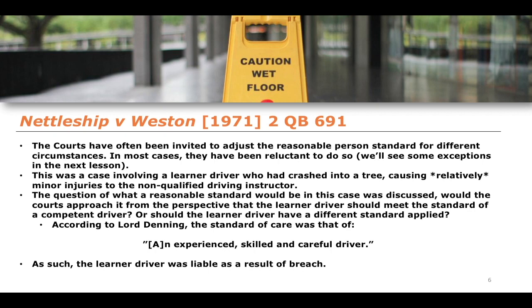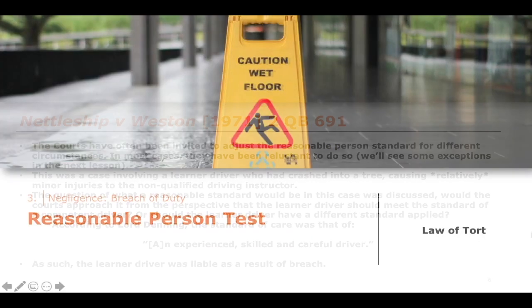But this case was very important in the sense that it showed that the adjusting of the reasonable person standard, up or down, is essentially a reluctant choice on the part of the courts. There will be exceptions in the next lesson where this takes place, but for the most part, the courts are reluctant to adjust this reasonable person standard.